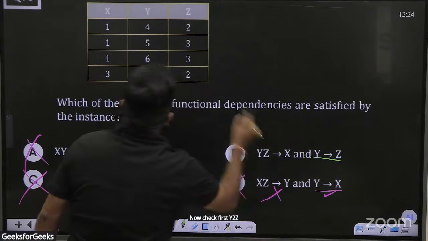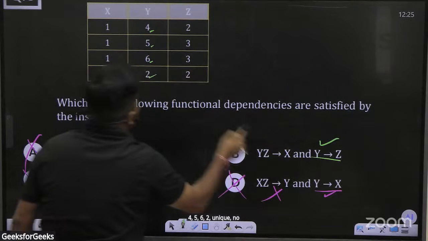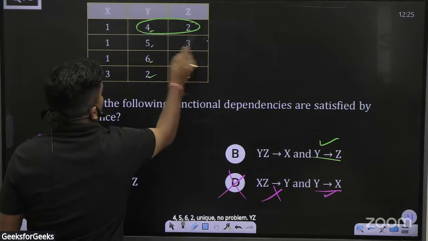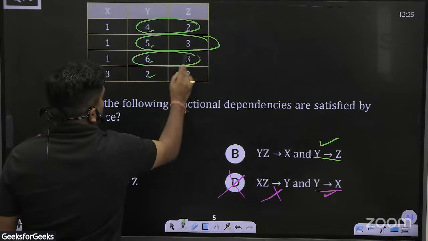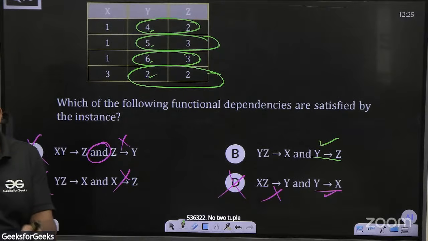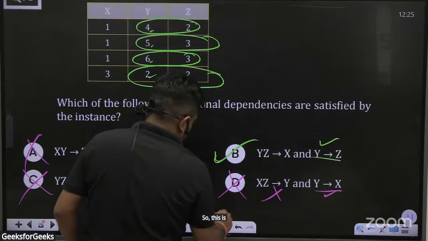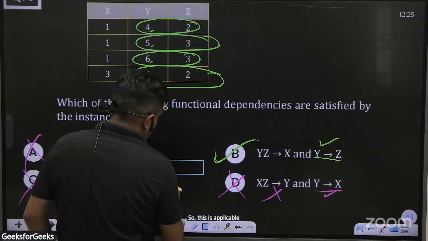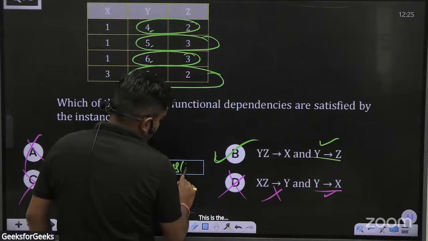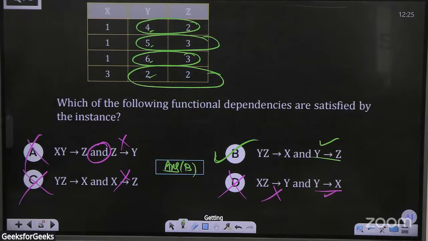Y to Z. 4, 5, 6, 2. Unique, no problem. YZ. 4, 2, 5, 3, 6, 3, 2, 2. No two tuples of the same value. So this is applicable. This is the correct answer. Everyone getting? This is the 2 marks question.